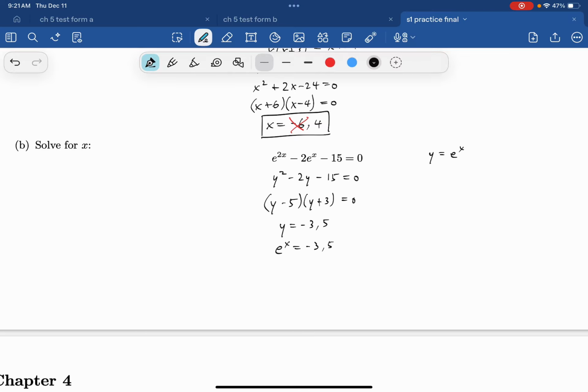We can just take a logarithm of both sides, and that tells us that x equals ln of 5. Negative 3 is impossible because e to the x can never equal negative 3. Exponents always give us positive numbers. You could also see that if we took a logarithm of both sides, we would have ln of negative 3, but that's impossible because logarithms can't have negative inputs.